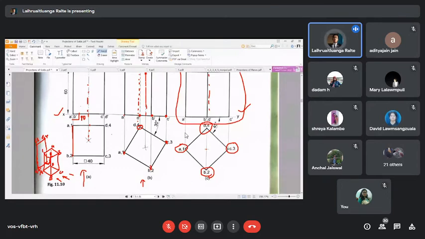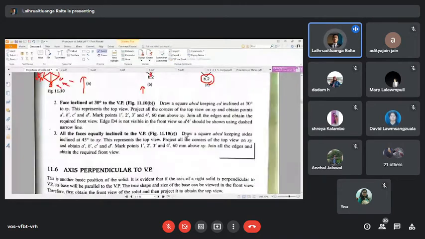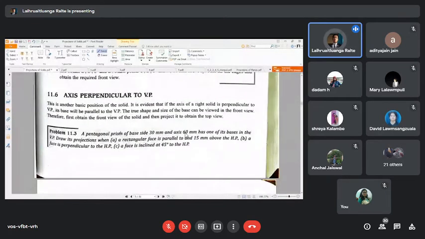All right. Now let's go to the axis perpendicular to VP. So everything is just the same as that. It's just that we are going to have a reversed front view and top view, as simple as that. So instead of our solid standing on the table, standing on the horizontal plane, now we are going to fixate it on the vertical plane.